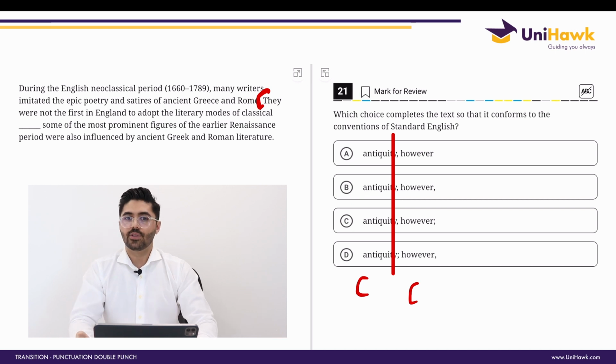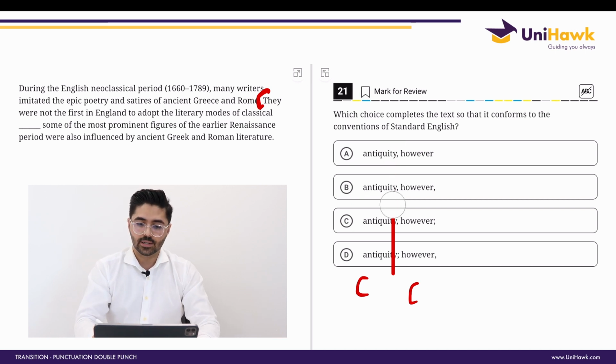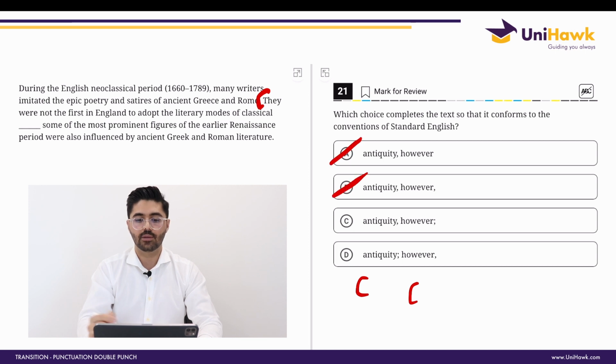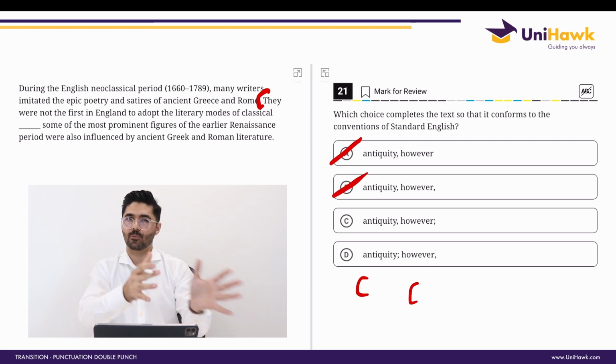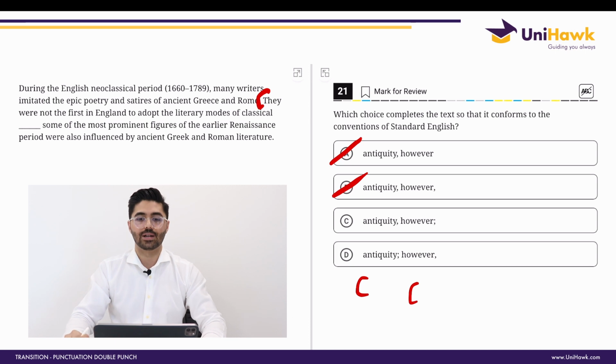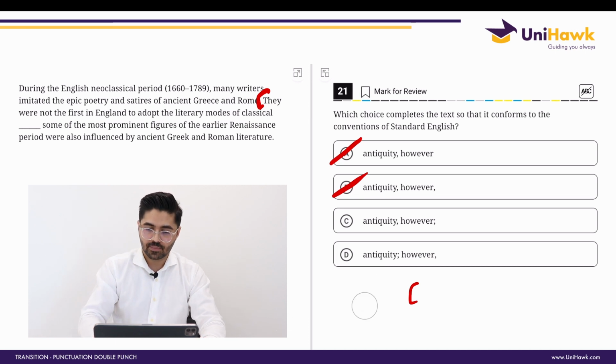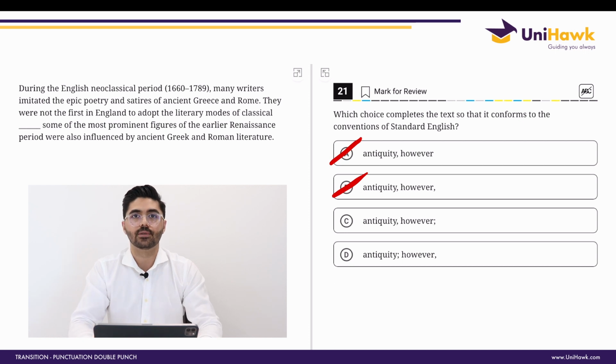You may not know this, but between two complete ideas, it is not correct to put a comma or to not put any punctuation marks. So that's how I know options A and B are wrong. Done with the punctuation aspect of the question. Now between C and D, in terms of punctuation marks, they don't have any errors.